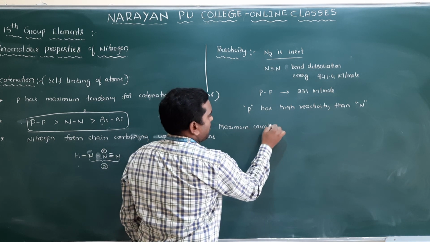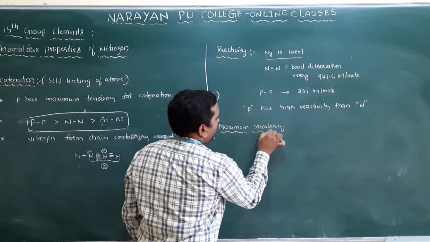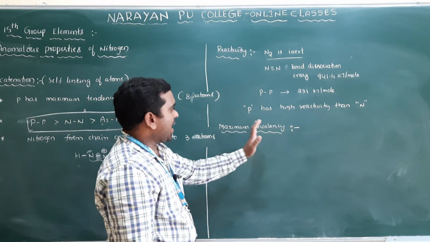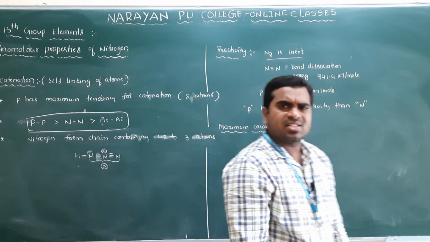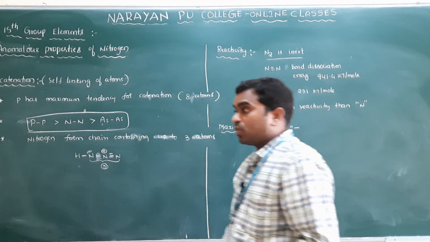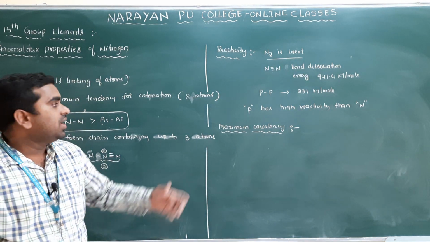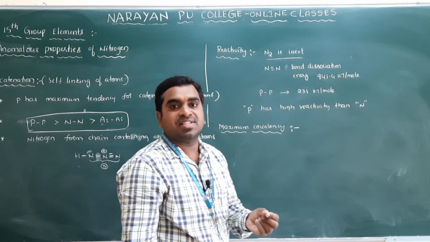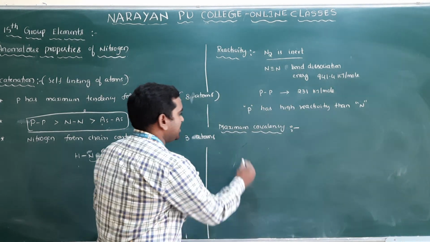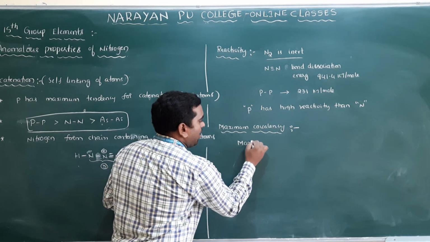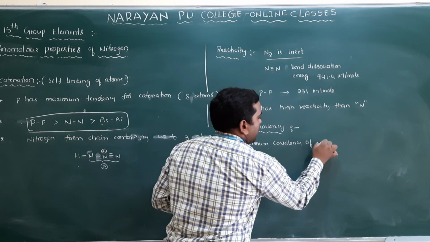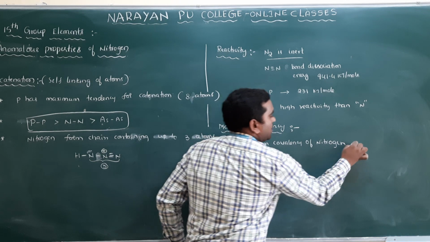Maximum covalency is very important. This is another property where nitrogen behaves differently from the other elements. Clear? Because of its small size, high electronegativity, and absence of d orbitals, nitrogen shows a maximum covalency of 4, and that too only when it donates its lone pair of electrons. So what is the maximum covalency of nitrogen? It is 4.